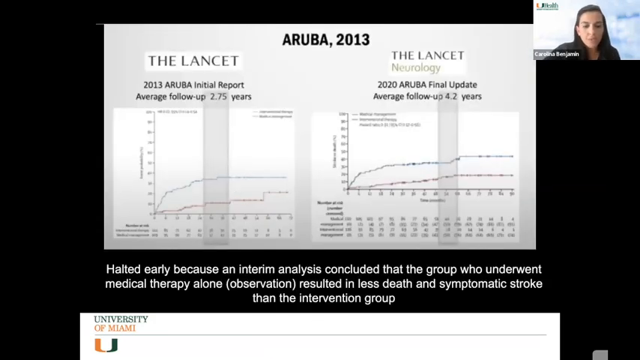As we all know, it was halted early because of the interim analysis, concluding that the group who underwent medical therapy alone had less death and symptomatic stroke than the intervention group. So here on the left side, we have the 2013 analysis, and the average follow-up at that point was 2.75 years. And then we have the final ARUBA update, which was published in Lancet Neurology in 2020. If you look at that, the average follow-up was 4.2 years. And as we saw, this was a study that was planned to be a 12-year follow-up study.